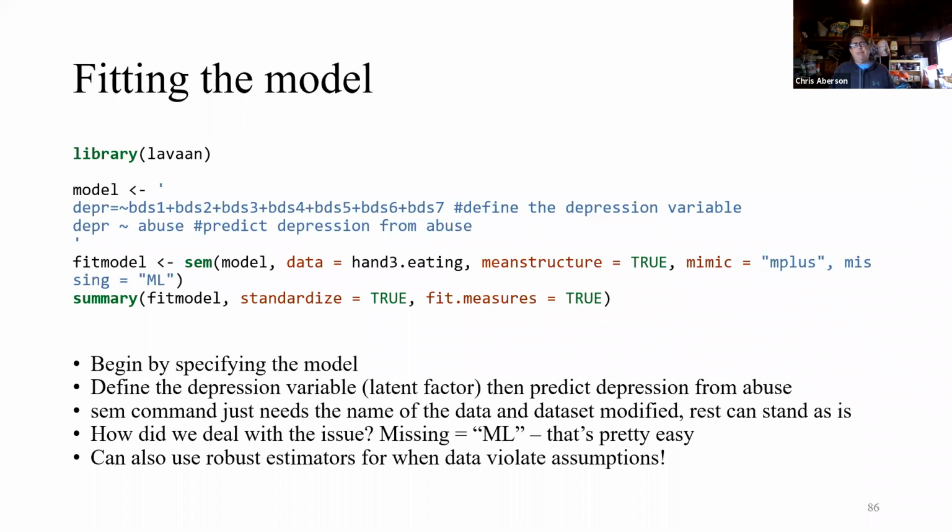And then we're simply predicting depression from abuse. And then to fit our model, the command is sem, the name of the model that we just made, the data, and then all this other stuff you can leave as is. To handle the missing data, literally the only thing you have to type here is missing equals ML. That's it. You can also use robust estimators when we violate data assumptions. Those are techniques that don't make the same assumptions about our distributions and stuff.